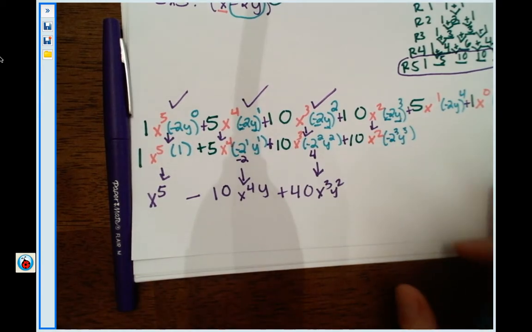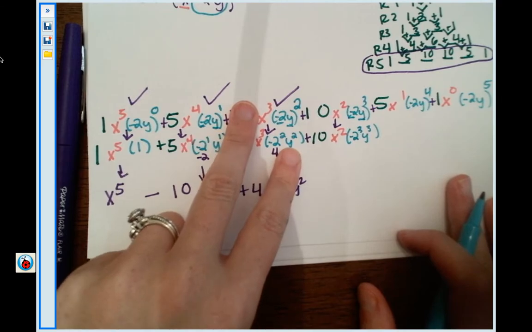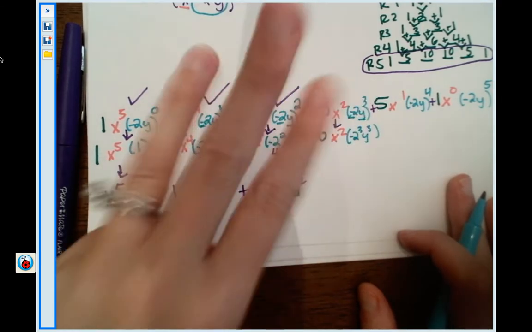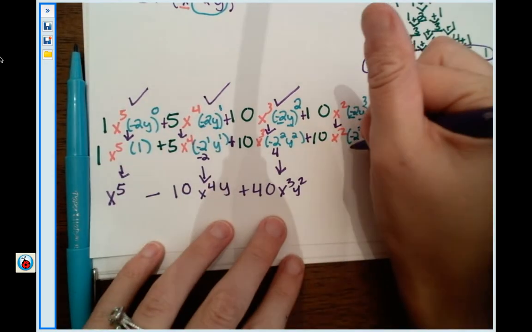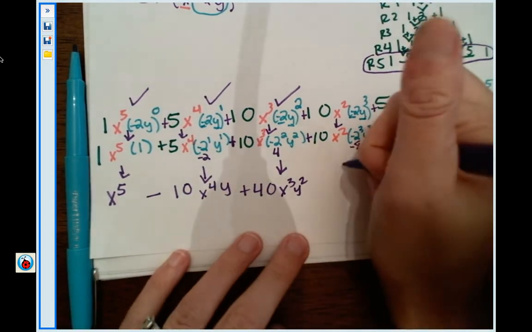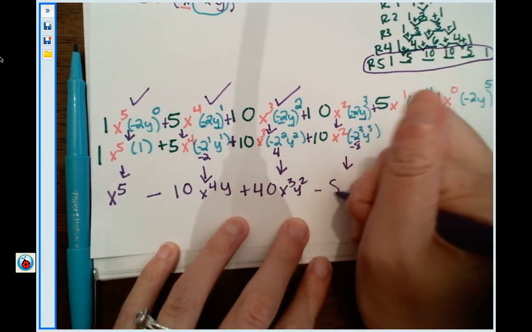Let's see what negative 2 to the 3rd is. Negative 2 times negative 2 is positive 4, and positive 4 times negative 2 is negative 8. So this is secretly negative 8 right here, you guys. So be careful. Okay, so 10 times negative 8 is negative 80.